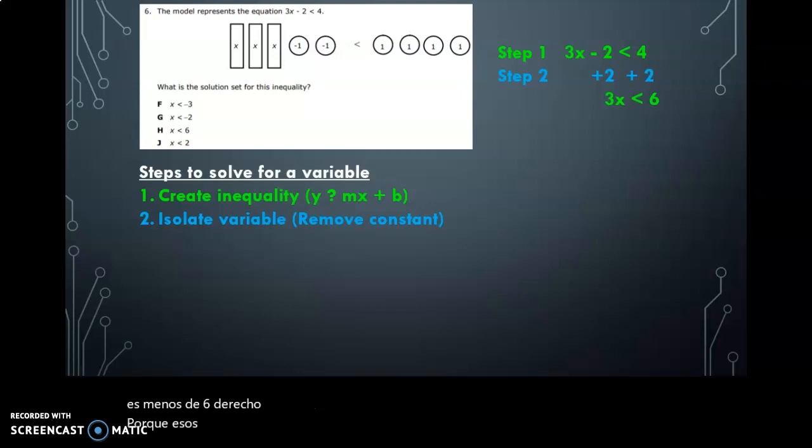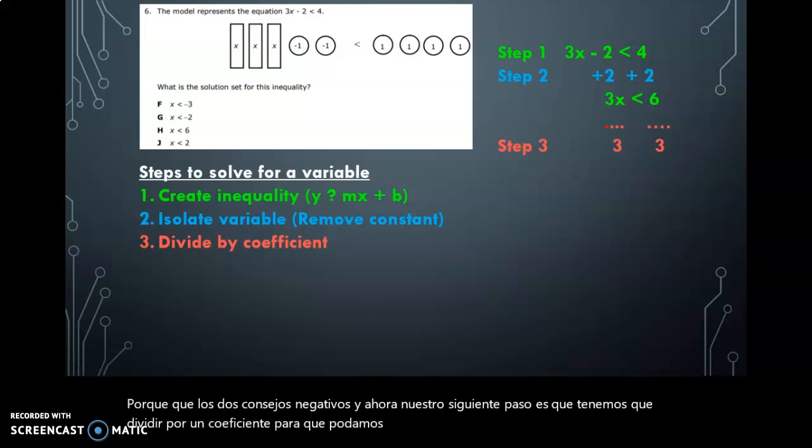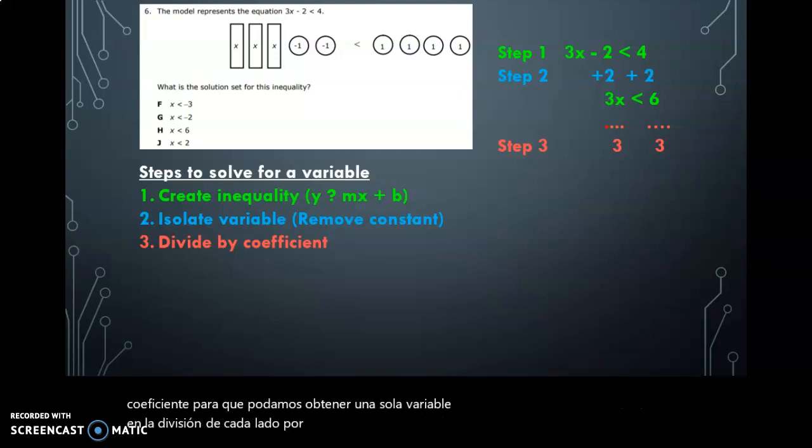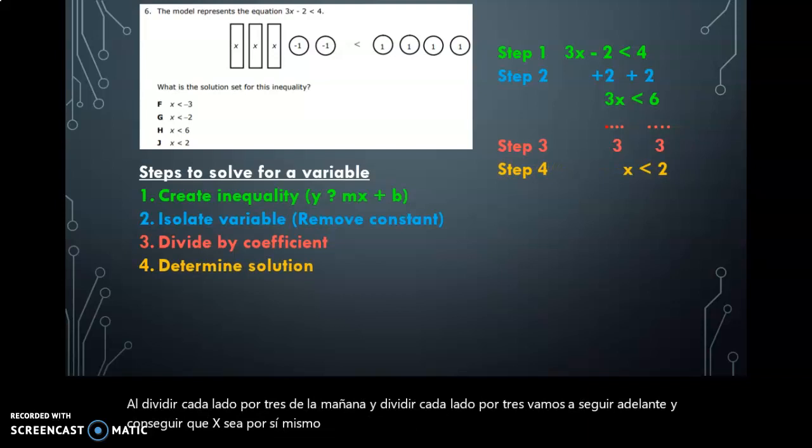Now our next step is we need to divide by our coefficient so we can get a single variable. Dividing each side by 3, we're going to get x by itself, and we're going to get the 6 to turn into a 2. So we now have the inequality x is less than 2.